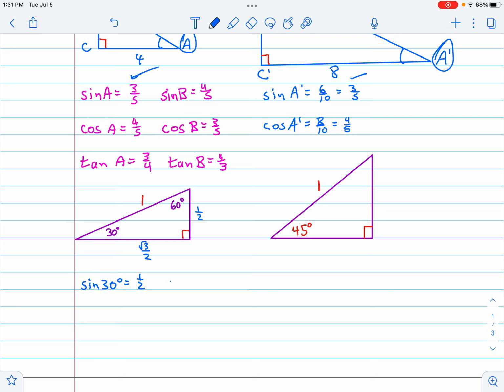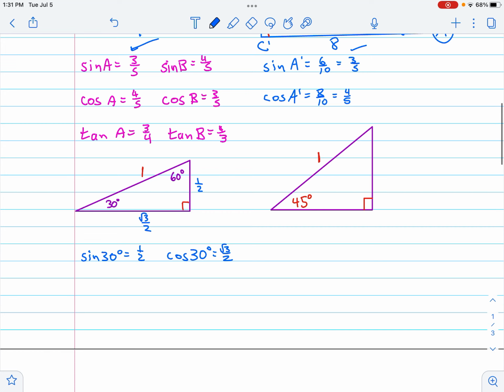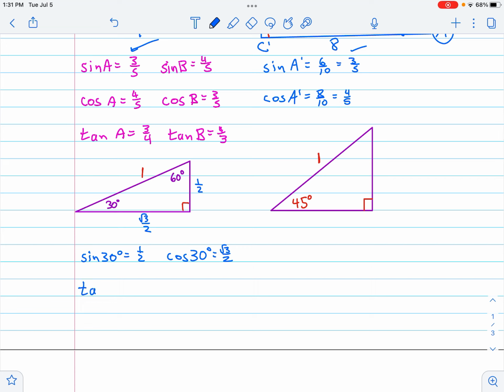Now let's look at cosine of 30 degrees. The cosine of 30 degrees is square root of 3 over 2, adjacent over hypotenuse. So you've got to dig what I'm saying here. Always, the sine of 30 degrees is 1/2. The cosine of 30 degrees is the square root of 3 over 2. And what is the tangent of 30 degrees? Well, it's 1/2 divided by the square root of 3 over 2, which is 1 over the square root of 3, because we invert and multiply. So always, the tangent of 30 degrees is 1 over the square root of 3.